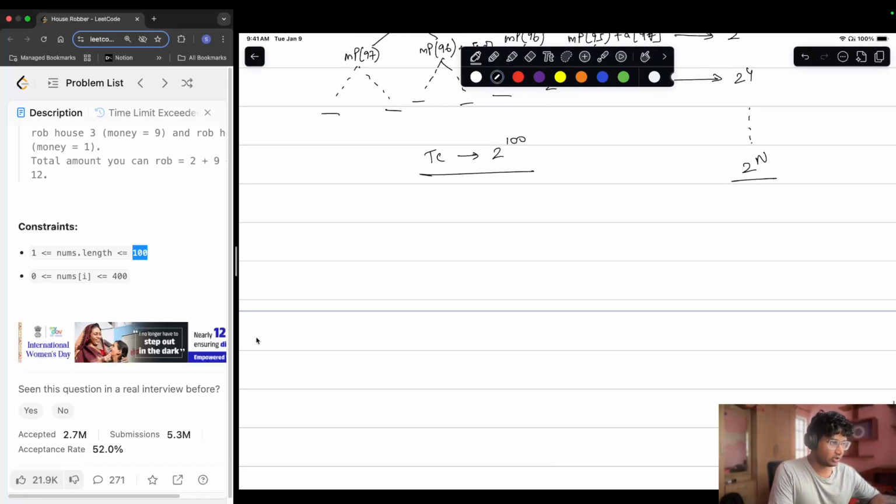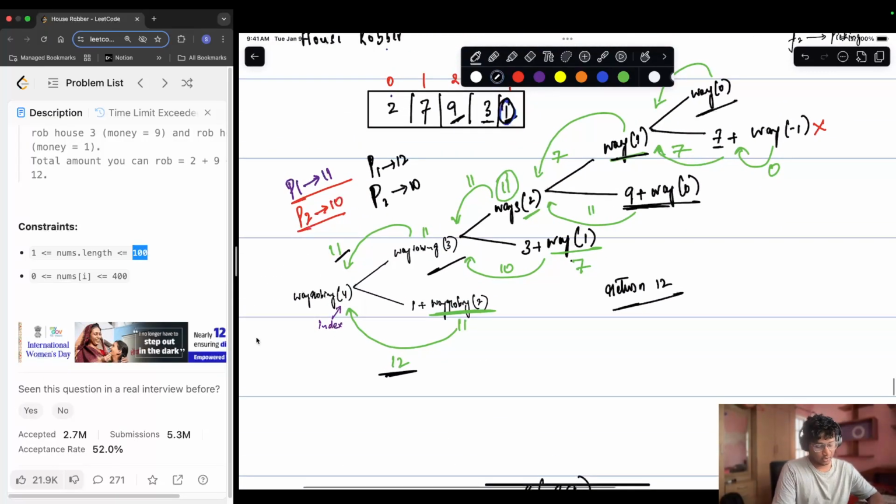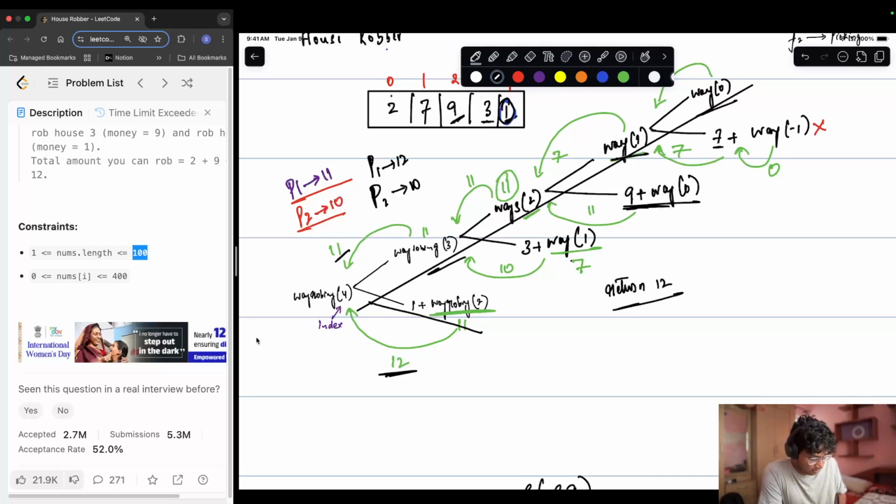Okay, what can we do to optimize? Let's look at the same example that we did. What did I do over here? On the first left subtree, I calculated all the values until 0, right? And then when I was going to the right subtree over here, or over here, or over here, what did I do?